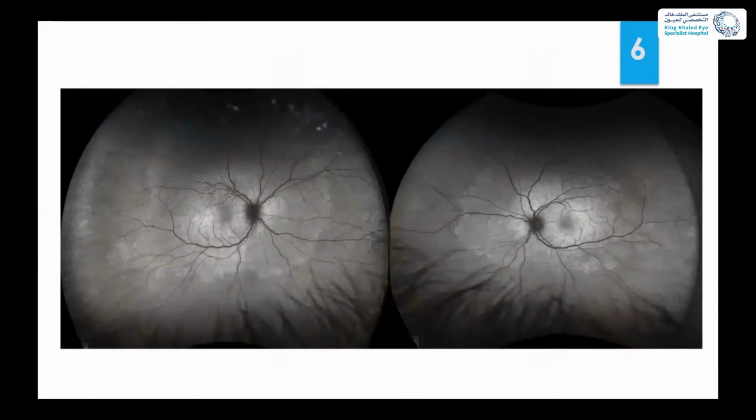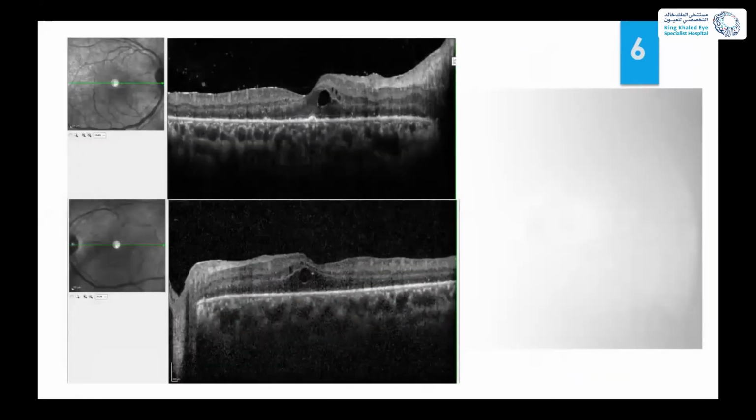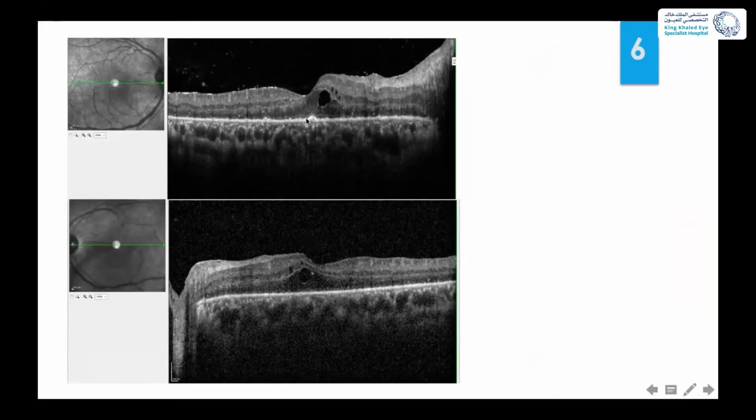This is the fundus autofluorescence, and you can see in both eyes there's a ring of hyperautofluorescence, and this is his OCT in both eyes. You can see in both eyes there is a cystoid edema, and if you look carefully at the outer nuclear layer at the ellipsoid zone, it is almost disrupted from all the macular area, in the right eye and the left eye also. And you can see here, the external limiting membrane is intact.